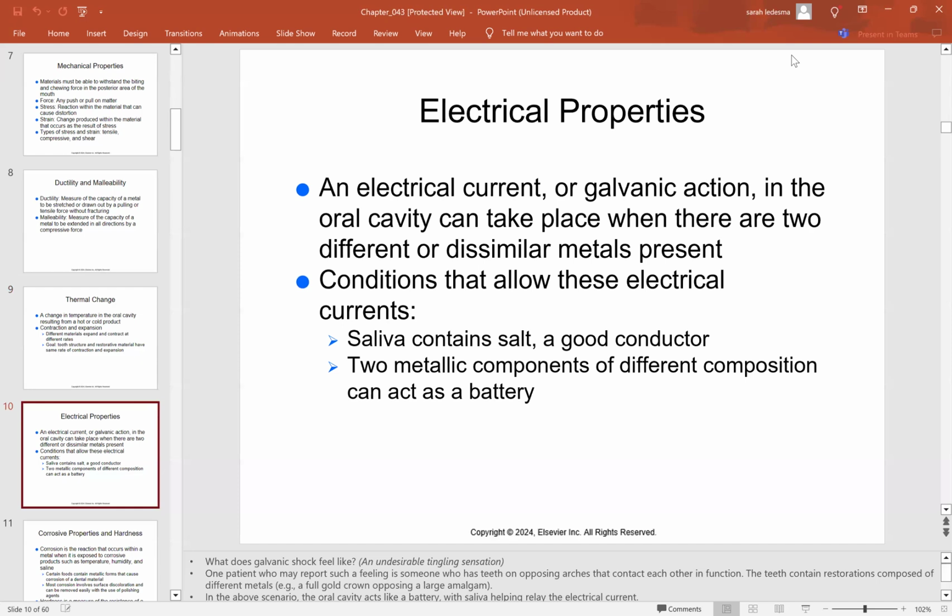An electrical current or galvanic action in the oral cavity can take place when there are two different or dissimilar metals present. Conditions that allow these electrical currents are saliva containing salt being a good conductor, and two metallic components of different composition acting as a battery. This sometimes will give the patient a tingling, or what we like to call a zinger, in the oral cavity.